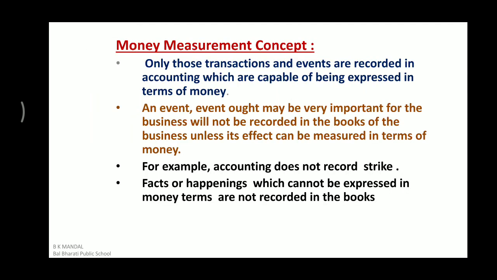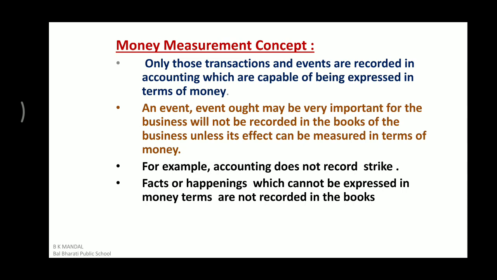Then second is the money measurement concept. According to this concept, only those transactions and events are recorded in accounting which are capable of being expressed in terms of money. That means only monetary transactions can be recorded in the books of accounts, because maybe an event is very important in business, but if it is of a non-financial or non-monetary nature, it can't be recorded in the books of account. So only those transactions can be recorded which can be measured in terms of money.